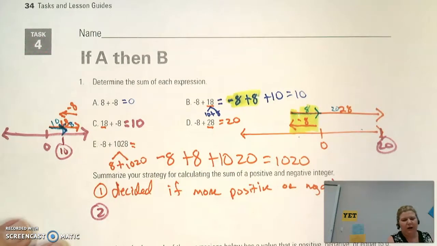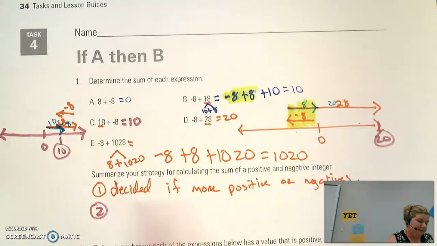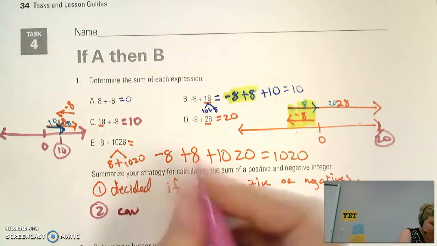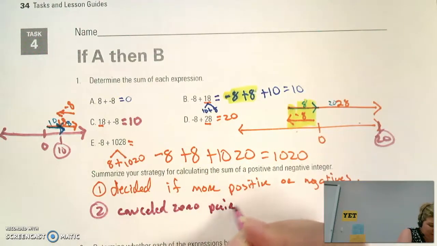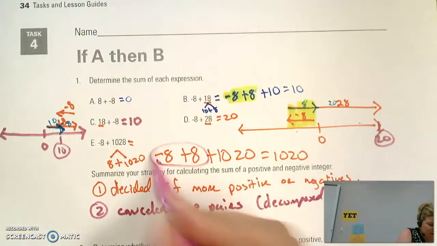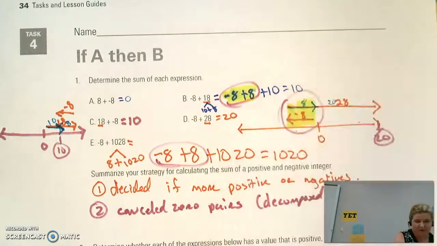Okay. How do I want to write this though? How do I want to summarize it? Decide if I had more positives or negatives. And then I canceled my 0 pairs is what I did. I decomposed those numbers so that I would have this 0 pair here, and 0 pair here, and 0 pair here. So that was part of my strategy.